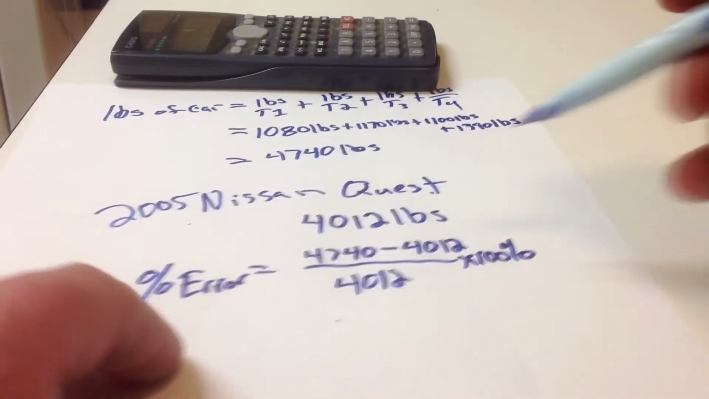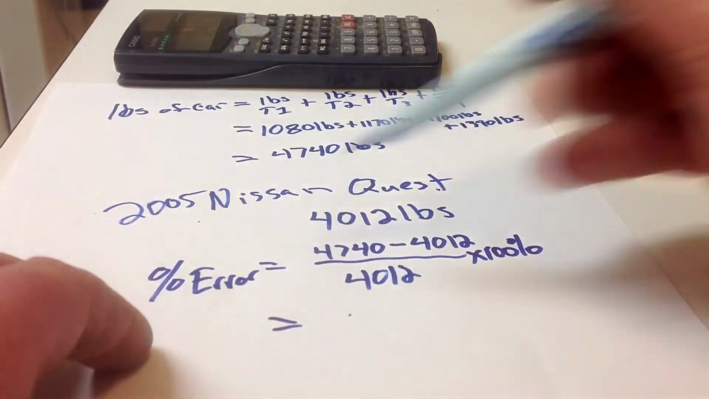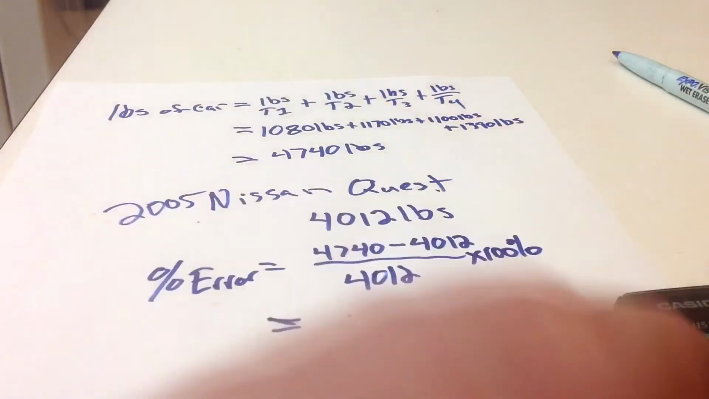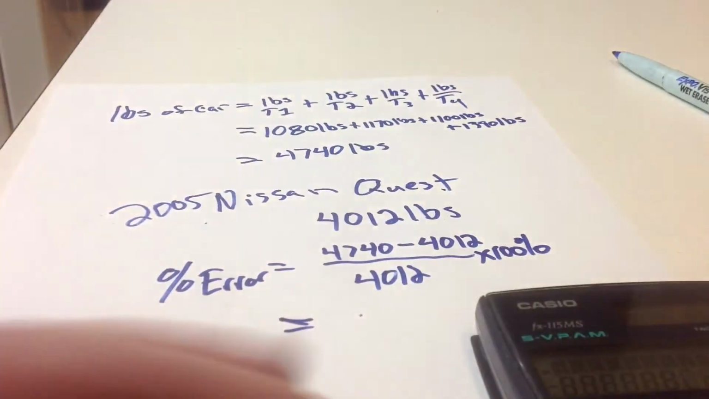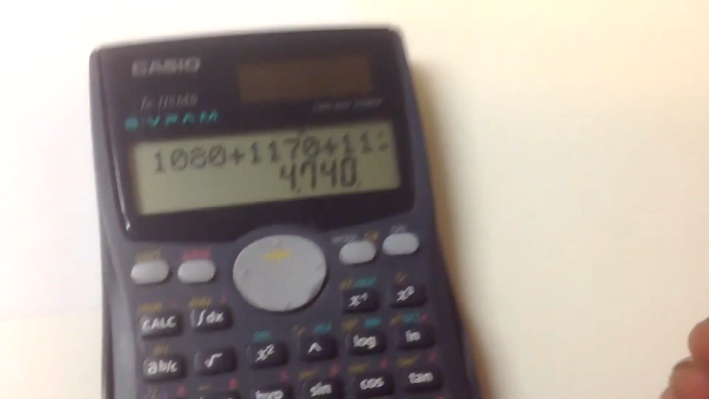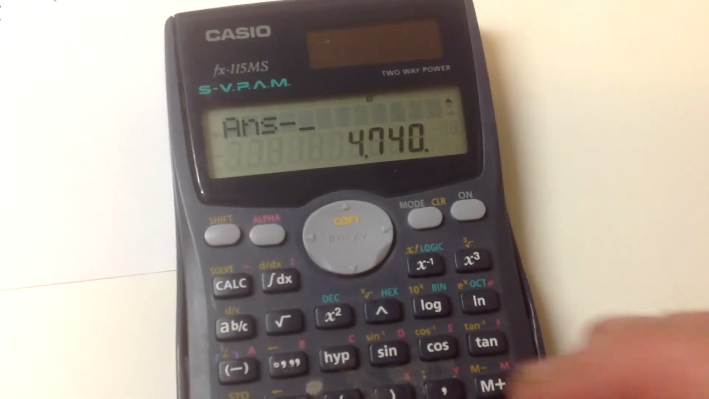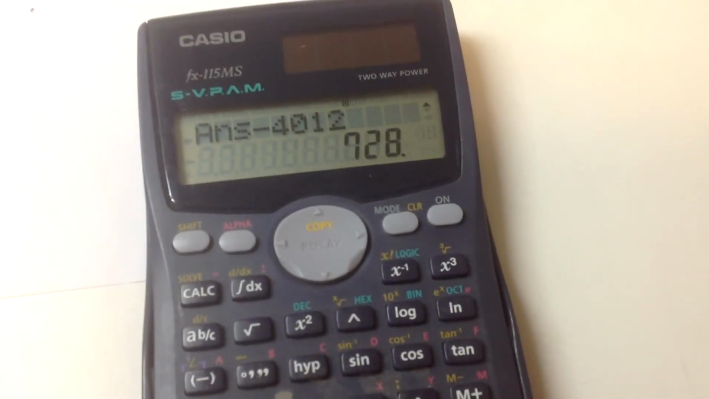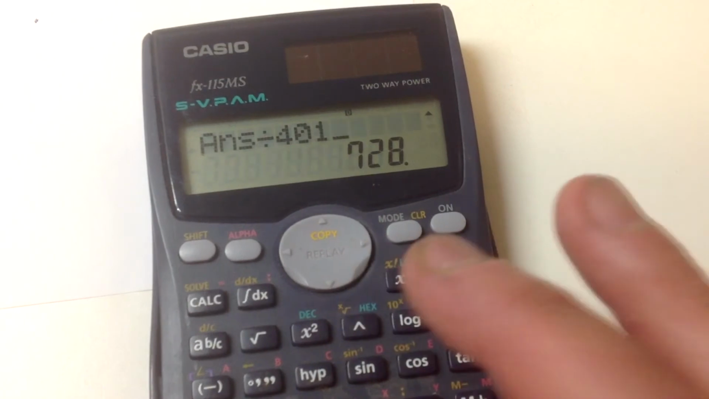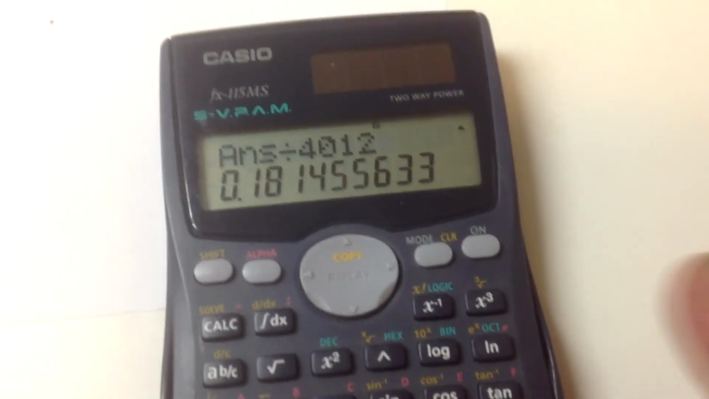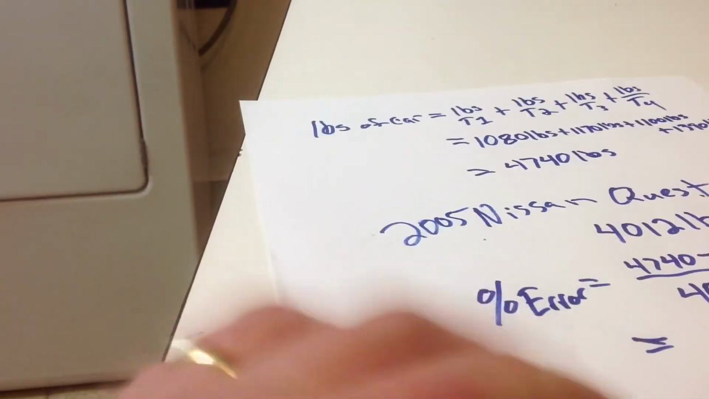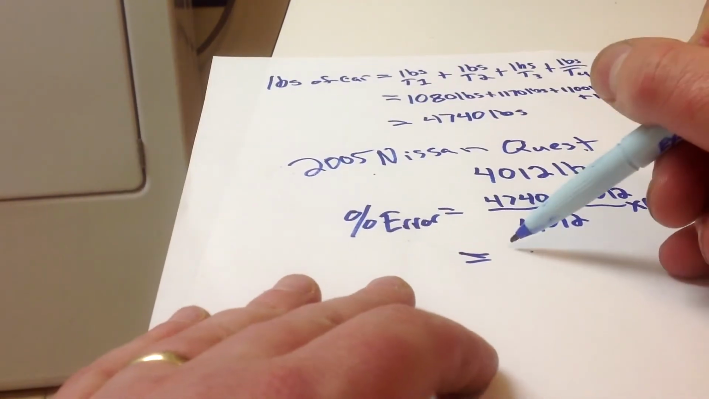And let's see. So then if I want to get my percent error, I just punch that into the old calculator. So I got 4,740 minus 4012 equals 728 divided by 4012 and multiply by 100. And that gives me about 18% error. You know, I'll take that. That's better than I expected.